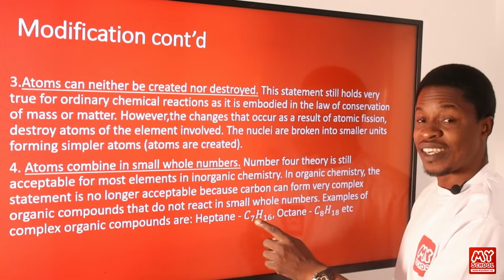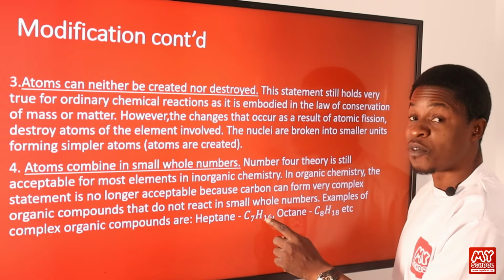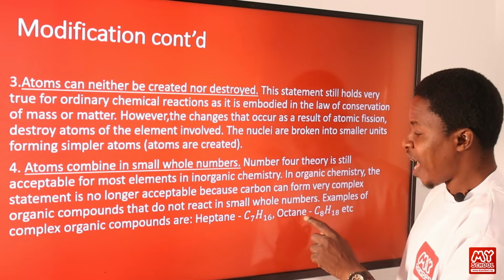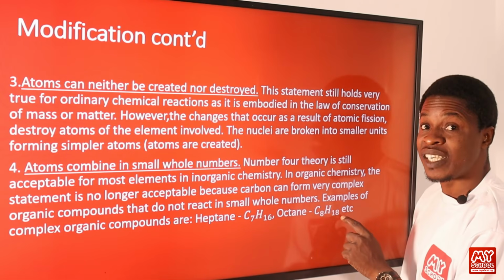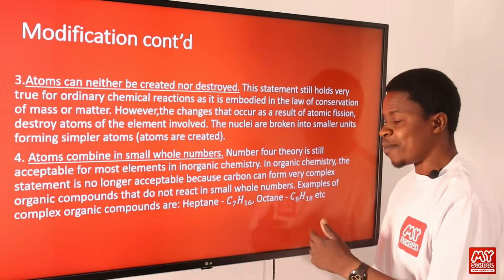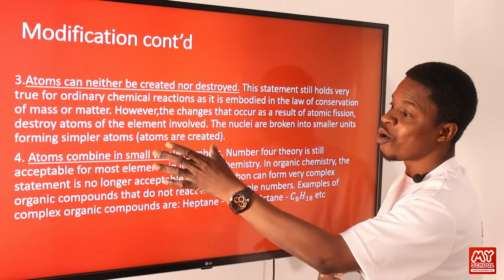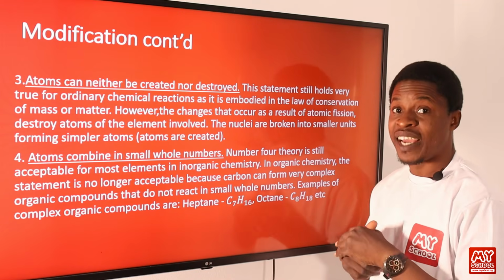The ratio is not in whole number. If it were C7H14, okay, that would be ratio 1:2. So that is a whole number ratio. We have octane, C8 and this. If it were C8 and H16, okay, that would be ratio 1:2. But now this ratio will not give us a whole number. So this does not hold when it comes to organic chemistry. But for inorganic chemistry, well, it is fine and it can still hold.